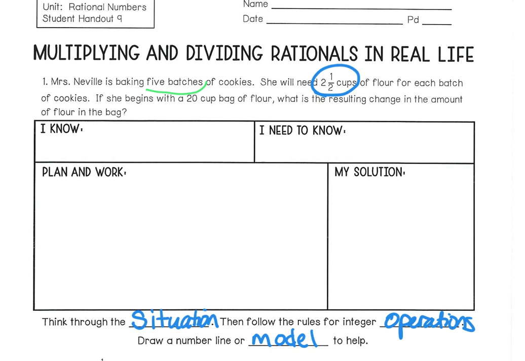She's looking to bake 5 batches. We are looking for the change in flour. So what we do know, let's write these down. We know that she's working on 5 batches of cookies, and it's 2.5 cups of flour per batch.